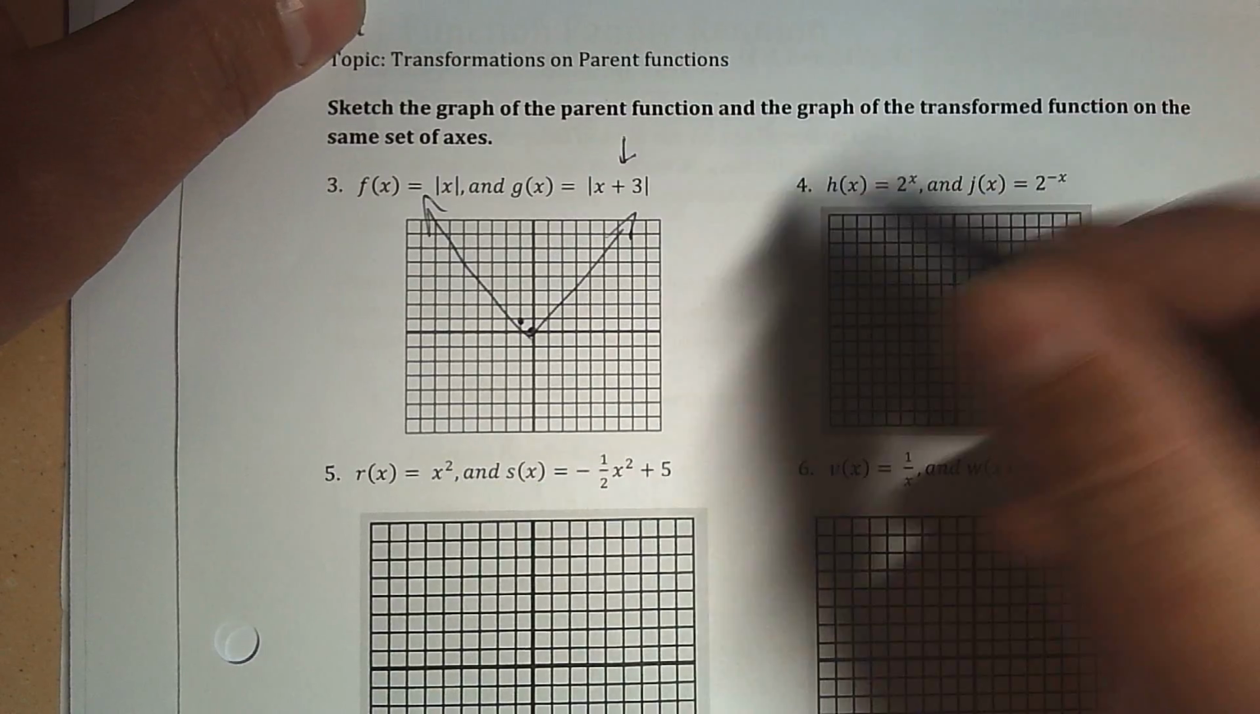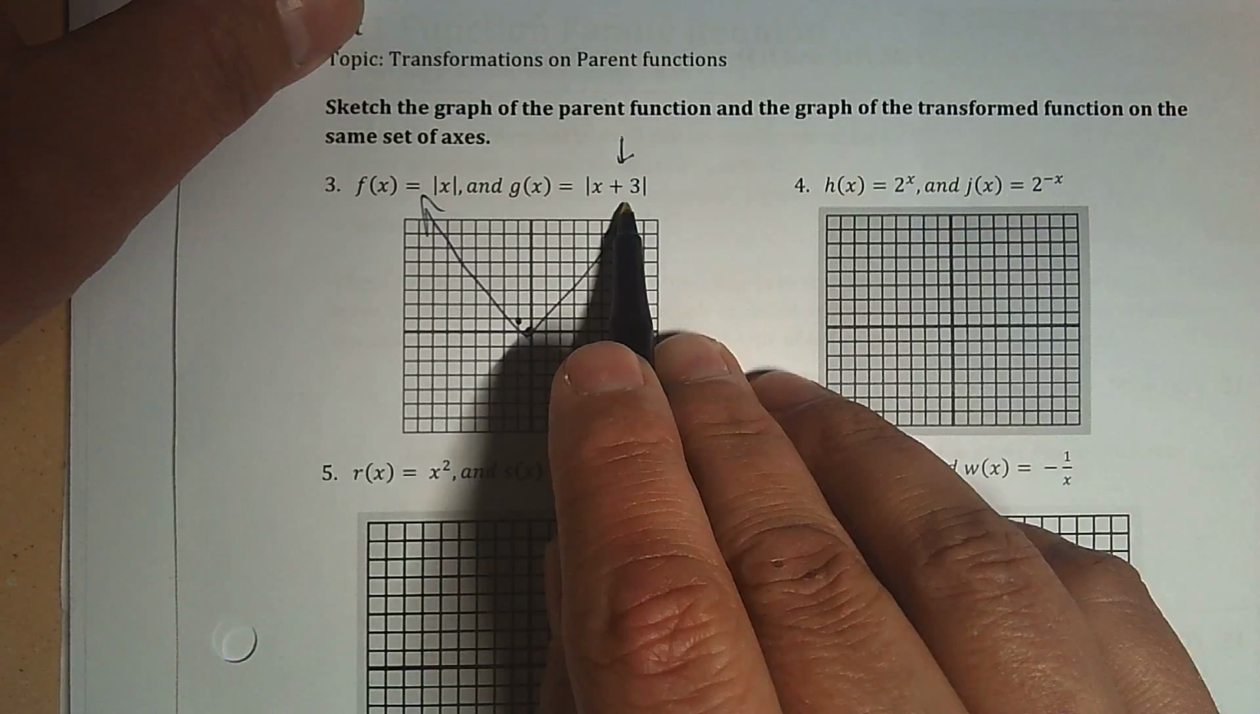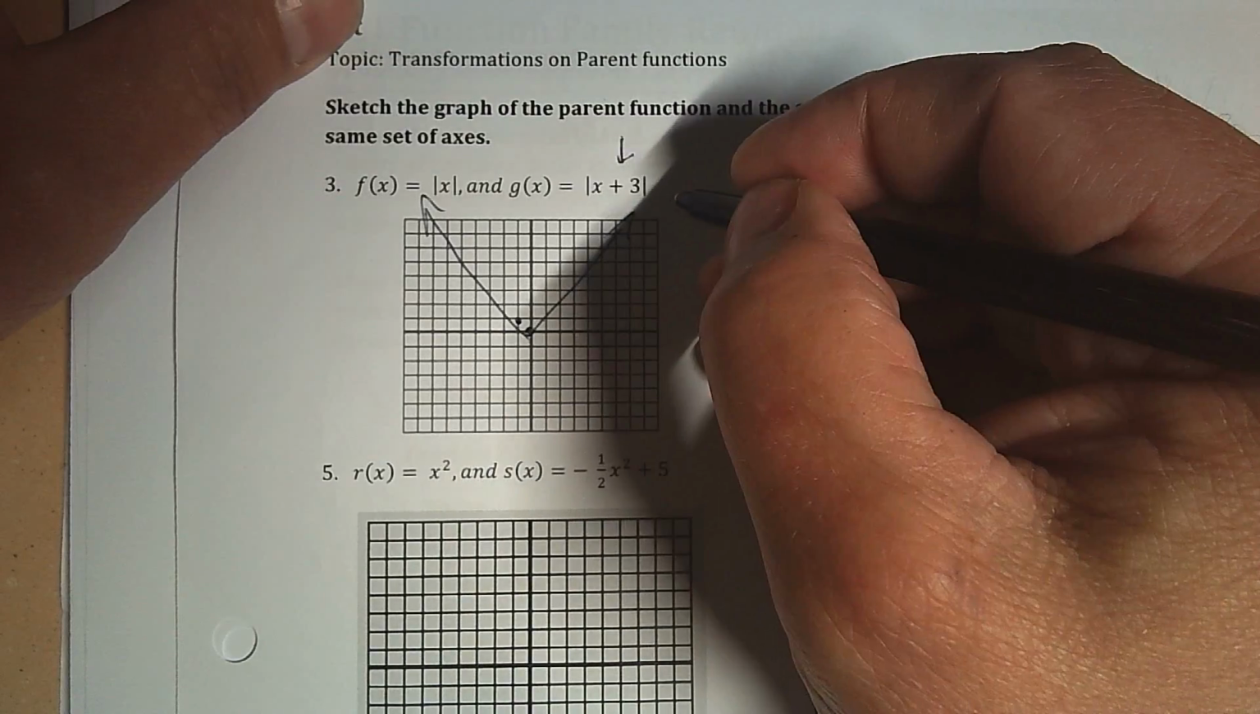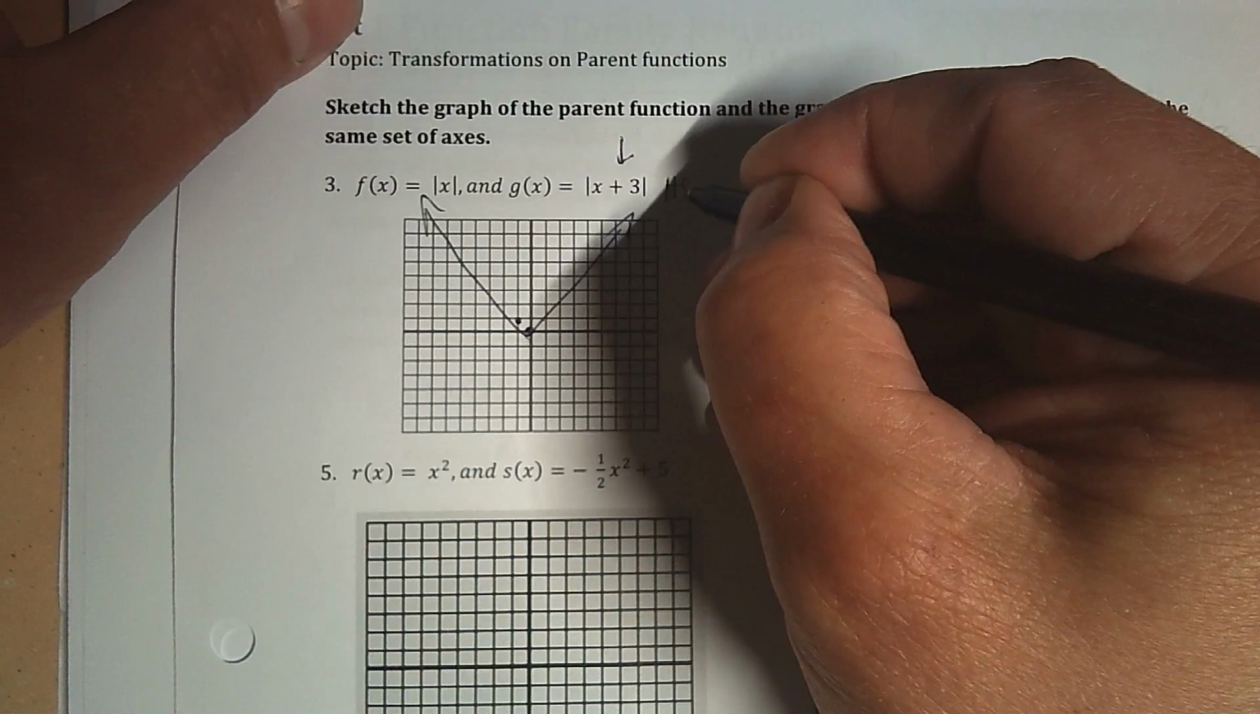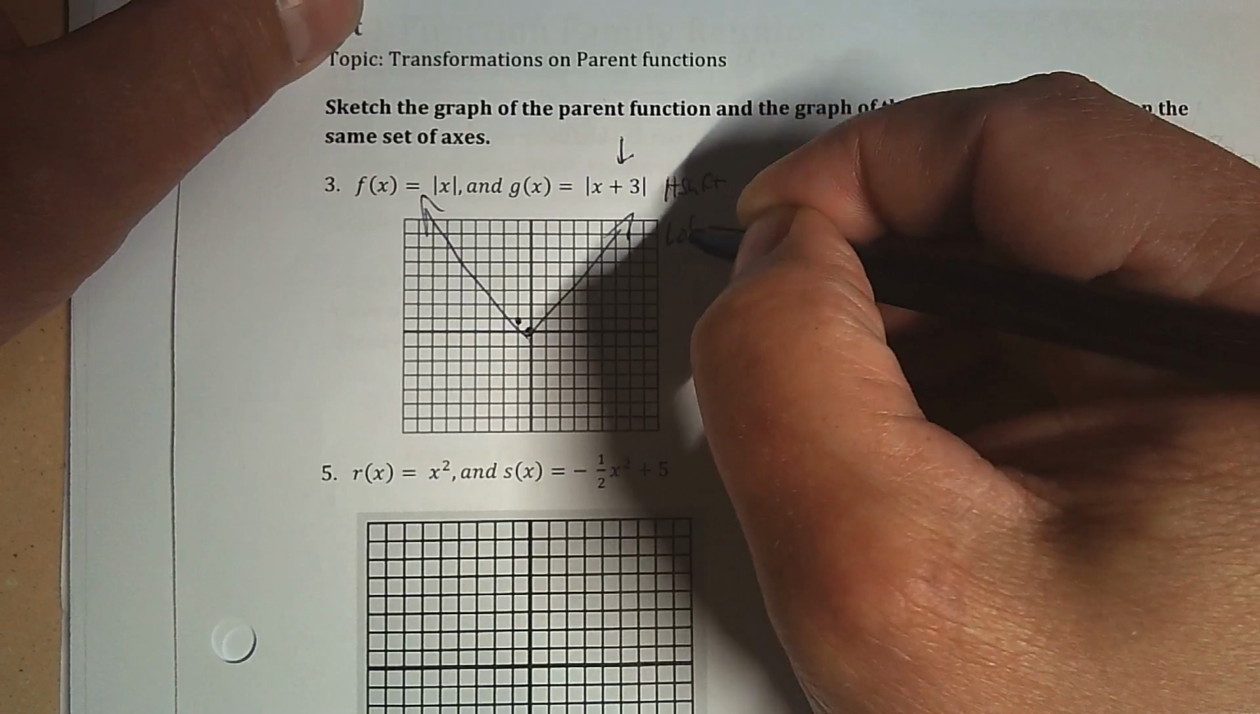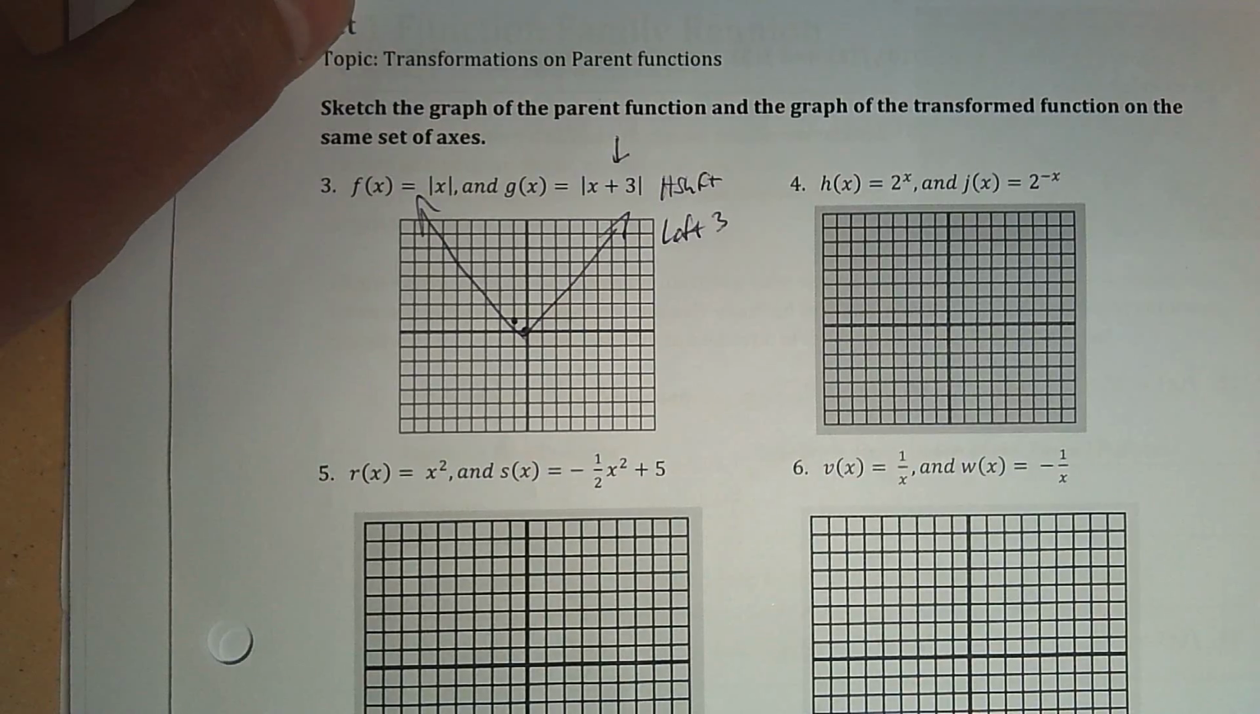So sketch it and graph the transformed one. So what does that tell you to do? Well, that tells you there's a horizontal shift in what direction? We're going to go to the left 3. So I'm going to do that in red.